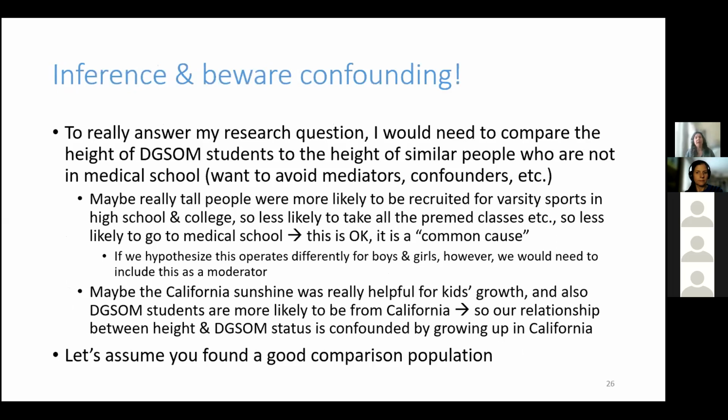Okay, so we're going to talk about confounding here again. To really answer my research question, I would have to look at the height of DGSOM students who I've measured, and I would need to compare that to the height of similar people who aren't in DGSOM, actually who aren't in medical school at all, based on my research question. And to do this, I would want to avoid any mediators, confounders, et cetera. So I'm going to talk through a couple of scenarios that you might think through as you're doing this. So, all right.